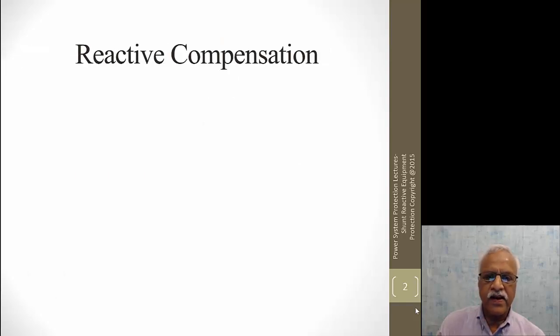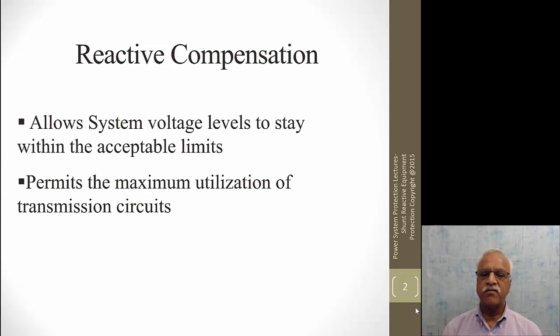If you look at reactive compensation, it allows the system voltage levels to stay within the acceptable limits as specified in C84.1 ANSI standards on the voltage ratings of power systems. And then also it permits the utilization of the transmission circuits for their maximum performance, so that you can load them to the desired levels with the use of shunt compensation. So these are the two things which we cover.